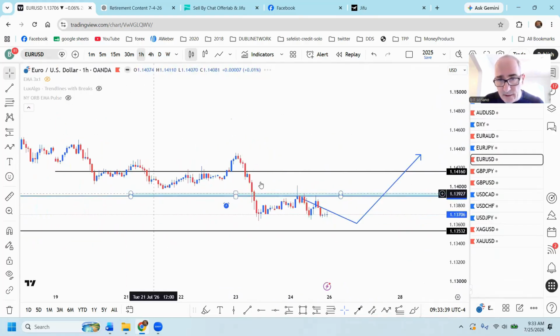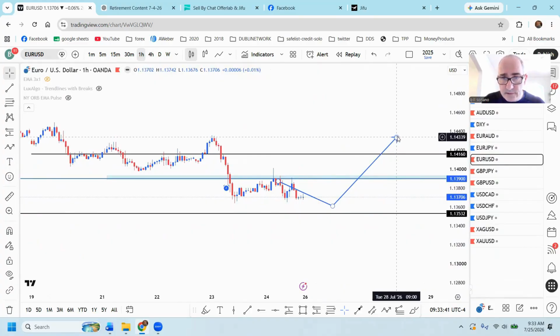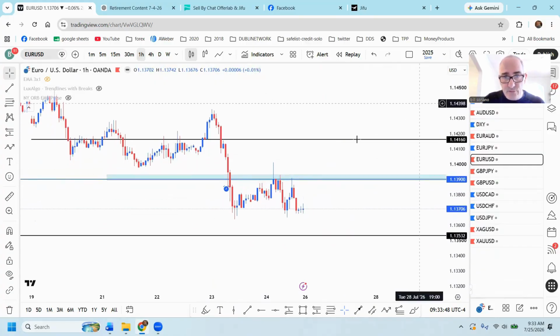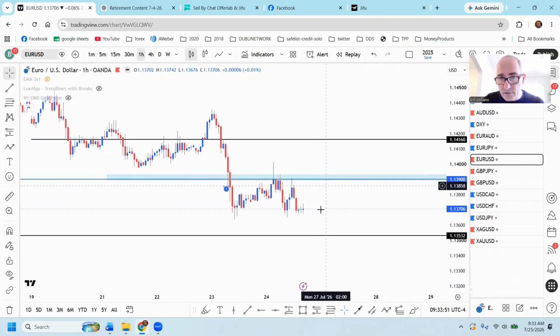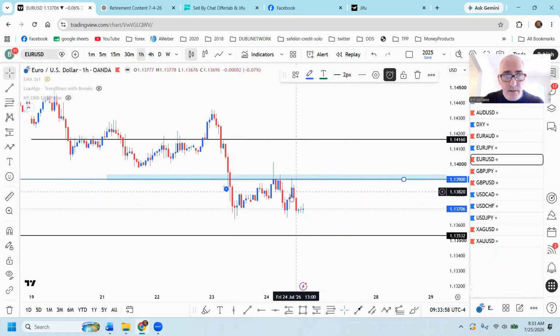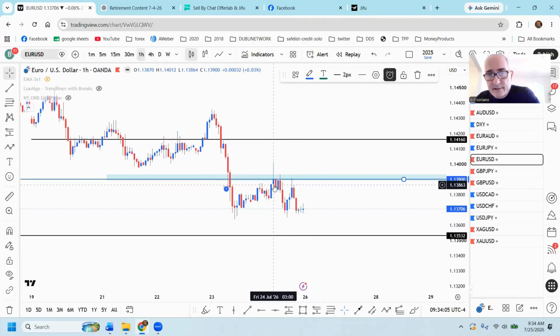If we look at the 1-hour time frame here, we see that we identified this area right here, and our actual zone is right here, and our alert is set at 1.13900. You can see that this area was actually hit on Friday. So when the market opens Monday morning around 8 a.m., we will start looking to see if anything materializes there.